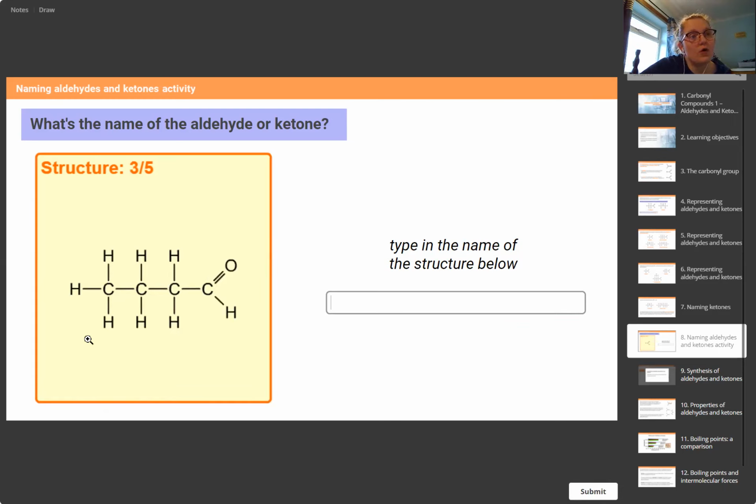Here we've got 1, 2, 3, 4 carbons, so it's but- again, but this time the carbonyl group is at a terminal end, which means it's an aldehyde, so it's butanal.